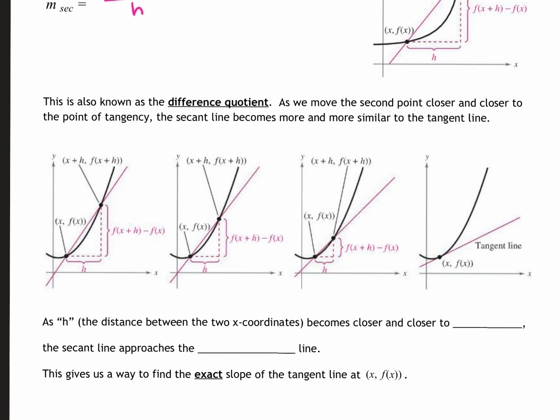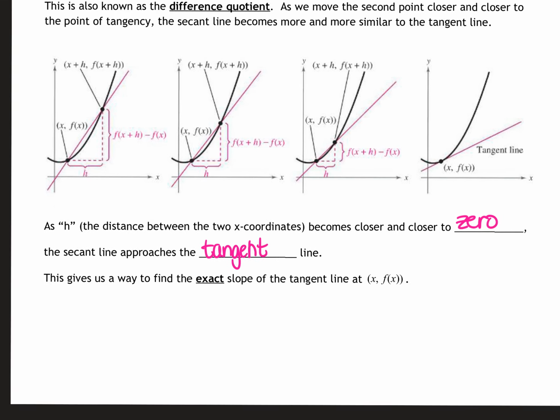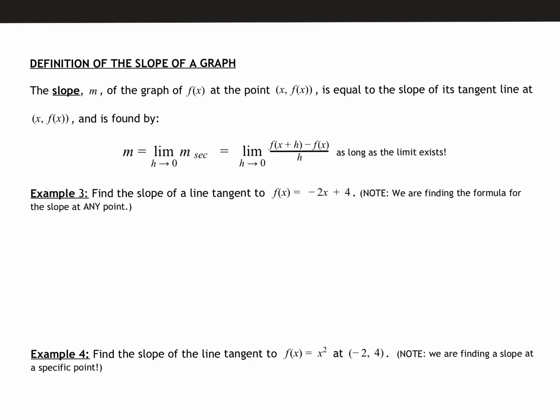So what we're actually doing here is as we move h, again, which is the distance between the 2 x-coordinates, closer and closer to 0, the secant line will approach the tangent line. And this gives us a way to find the exact slope of that tangent line. It gives us a way to find the instantaneous rate of change. And that instantaneous rate of change is found by taking the limit of the secant line as h approaches 0. The limit of the slope of the secant line as h approaches 0.